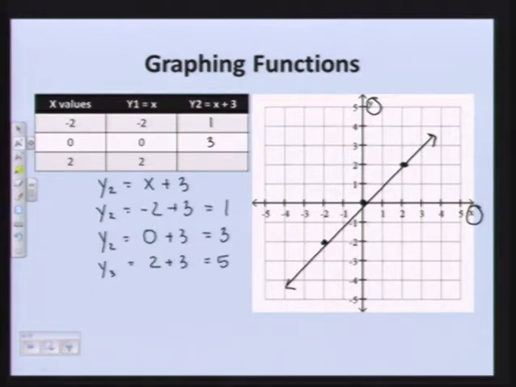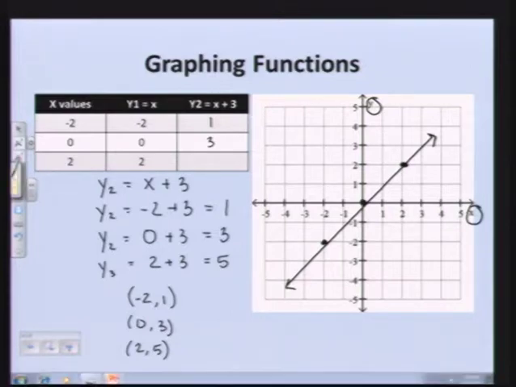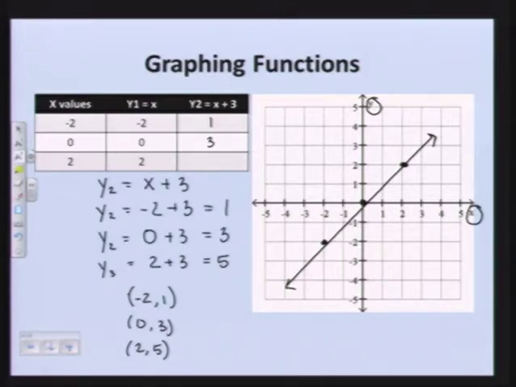So my 3 ordered pairs, my 3 coordinates, let's see, -2 and 1, 0 and 3, 2 and 5. All right, so now I want to plot those. I'm going to do that in a different color. Oh, hold on. Let me fill in my chart. There we go. Put the 5 on there.